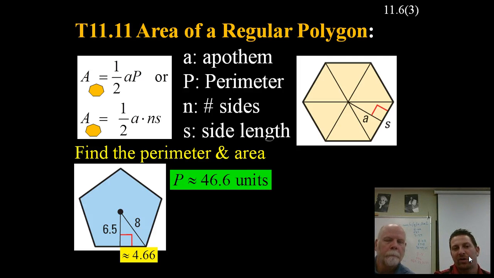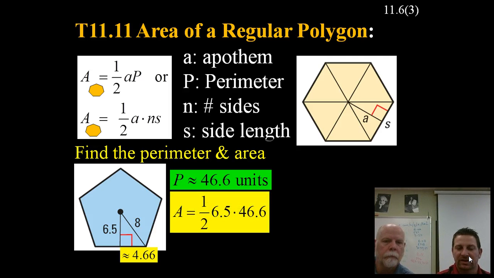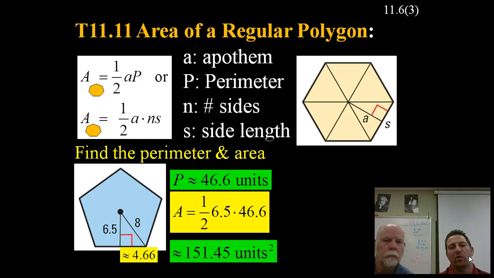And so now that I know the perimeter, all I got to do is go back to the top and say, okay, I'm going to do 1/2 the apothem, which is 6.5, times 46.6. Plug it into your calculator, 0.5 times 6.5 times 46.6, and that gives me the area, actually, which is approximately 151.45 units squared.